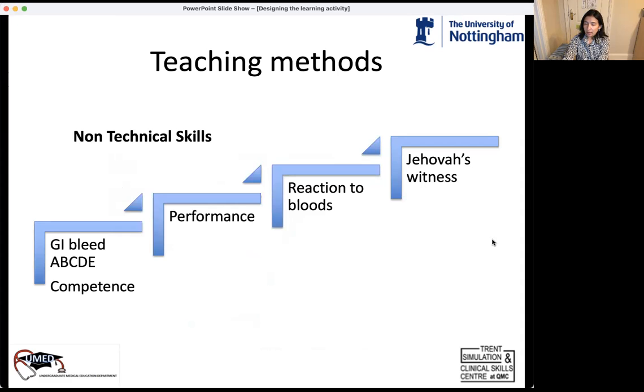So for example, with an upper GI bleed patient, if the students know how to resuscitate with the A to E approach, then we can check: do they know how to activate the massive hemorrhage protocol, how to request the blood products, how to put the cannula in, and how to check the blood product before transfusion? Then we can add, what will they do if the patient has a reaction to the blood products? Then how their management will change if the patient is a Jehovah's Witness.